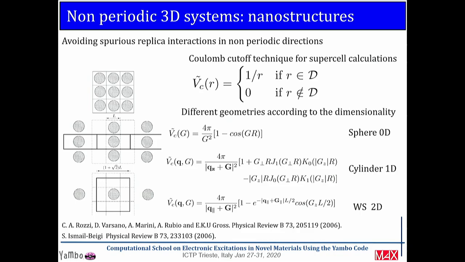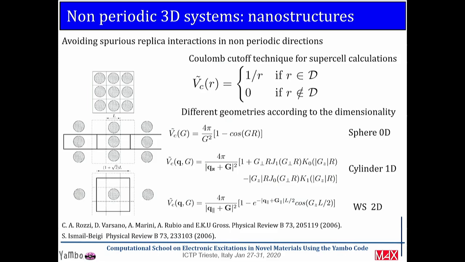This is the case of a sphere for a molecule. You can put it in a sphere, and you end up with this analytical expression. This is more complicated in the case of a cylinder. These are Bessel functions that come in here. This is the Wigner-Seitz cell for a 2D system where we cut to the Wigner-Seitz cell of our supercell. These are the references where they are explained in detail.